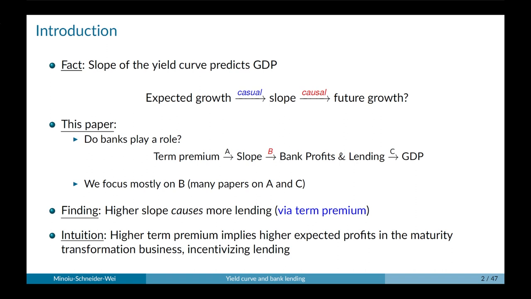For the links in this causation chain, A and C, there are many papers. Our focus will be on link B, the causality running from changes in the slope, via the term premium, to bank profits and lending. The intuition in a snapshot is that a higher term premium implies higher expected profits on maturity transformation, the core business model of banks, incentivizing lending.